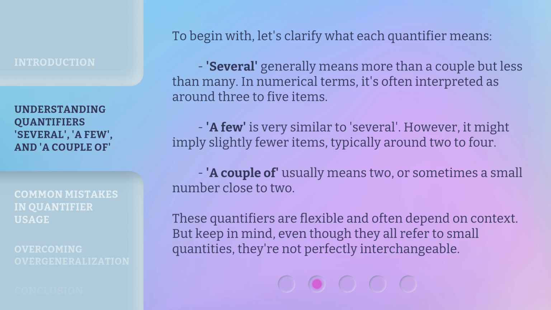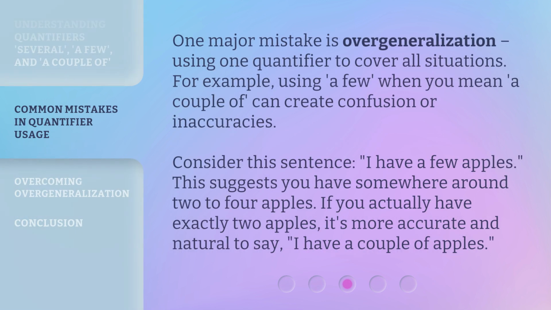These quantifiers are flexible and often depend on context. But keep in mind, even though they all refer to small quantities, they're not perfectly interchangeable. One major mistake is overgeneralization, using one quantifier to cover all situations. For example, using a few when you mean a couple of can create confusion or inaccuracies.